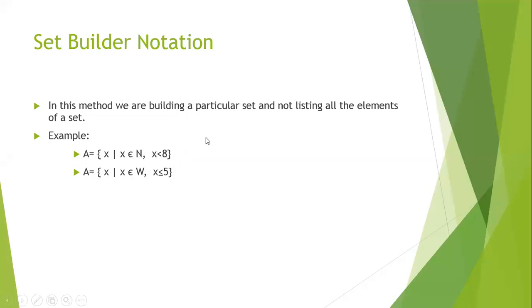Now see this, we are not listing all the elements over here. We are not supposed to write down all the elements. We just write this statement, or this symbol: X such that X belongs to natural numbers and X is less than 8. So X is the element.